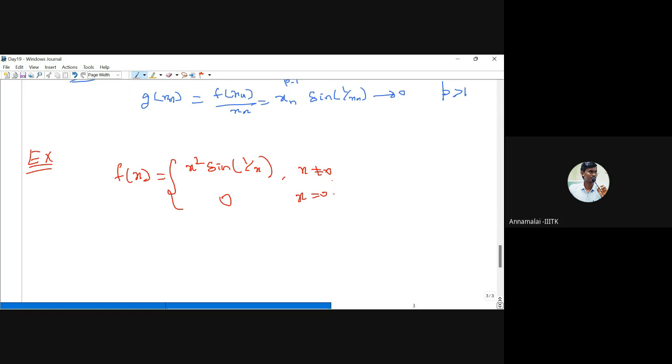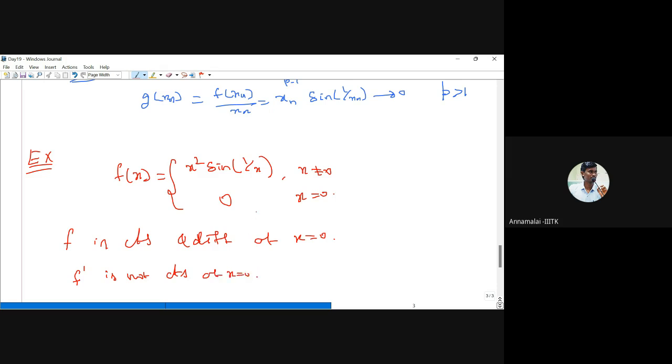Now clearly this is continuous. It is even differentiable because p is greater than 1, since p is 2. Therefore, this f is both differentiable and continuous at x equal to 0, so the derivative exists. Now we want to show that f is differentiable for every value, but the derivative is not continuous. So we already know that f is continuous and differentiable at the point x equal to 0, but this f dash is not continuous at the point x equal to 0.